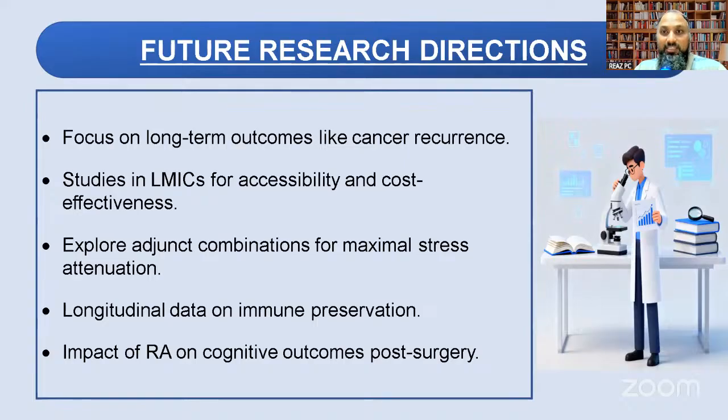What are the future research directions in regional anesthesia? We must focus on long-term outcomes like cancer recurrence. There need to be more RCTs and meta-analyses. Studies in low to middle income countries for accessibility and cost effectiveness, so that we can increase the amount of regional anesthesia we are providing to patients. We can also explore adjunct combinations for maximal stress attenuation. We can do a longitudinal study on immune preservation by regional anesthesia on the stress response to surgery. We can also see the impact of regional anesthesia on cognitive outcomes after surgery.